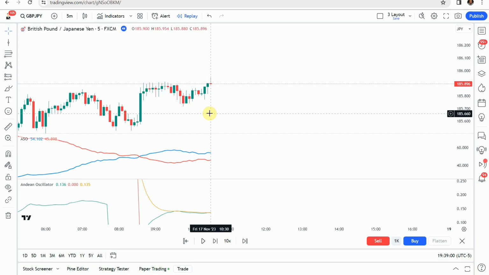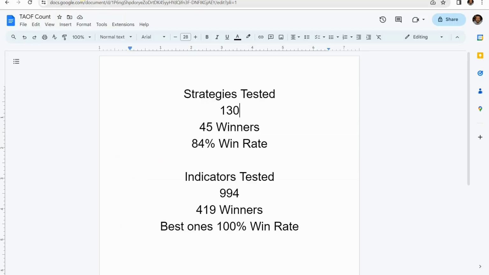Alright, as I said, today we will be looking at a 5-minute scalping strategy. Before we do though, I wanted to put the testing scoreboard up for everyone to see. So to date, we have tested a total of 130 different strategies, with 45 of them being winners. The best ones so far were able to achieve an 84% win rate. That is the Academy of Forex strategy with the Z-score probability indicator.